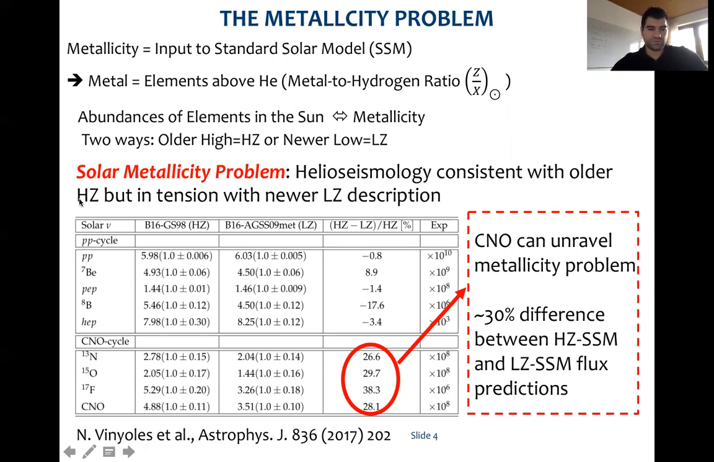If you look at the table at the bottom, we see the solar neutrino species, and here at the bottom you have the CNO cycle. We have the high metallicity prediction, the low metallicity prediction, and the relative ratio between them. And we can see that for the CNO cycle, the difference is in the order of 30%. So the CNO measurement can unravel the so-called metallicity problem.